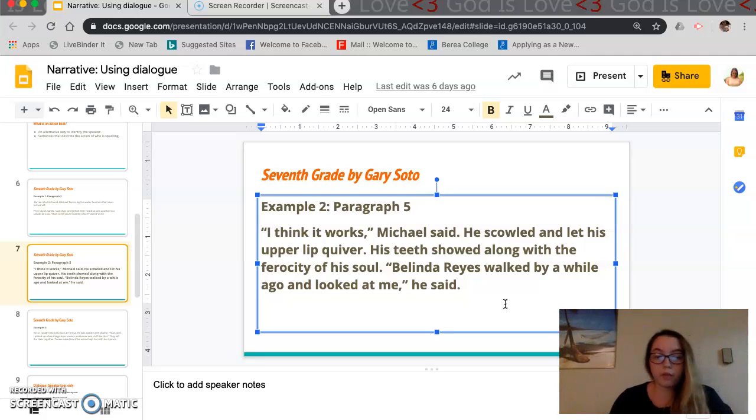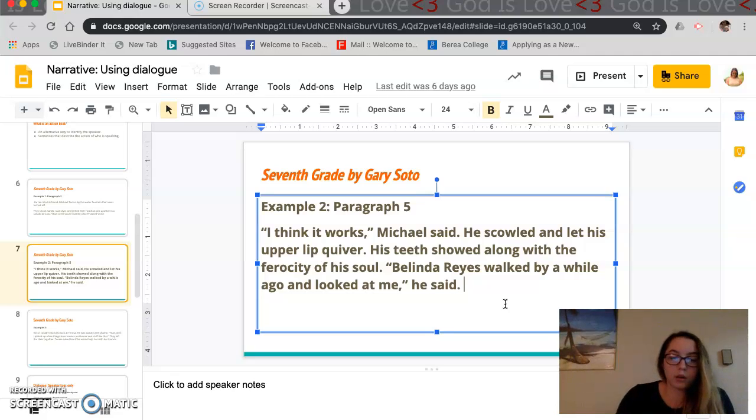The description of "let his upper lip quiver" shows the action of our character Michael, and this is important because the reader is able to visualize Michael's emotions. We can ponder the mentality behind his facial expressions. The action beat brings the reader inside the brain of the characters. So, like I said, we can really think about and feel like we know that character, Michael, through this writing.